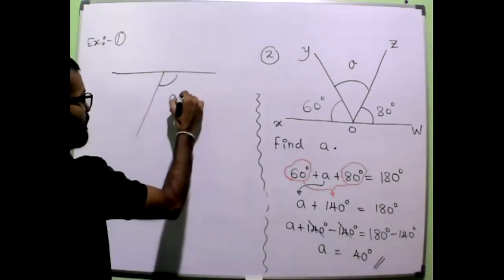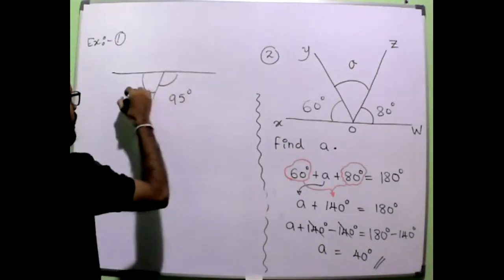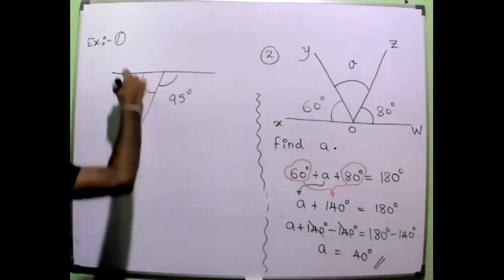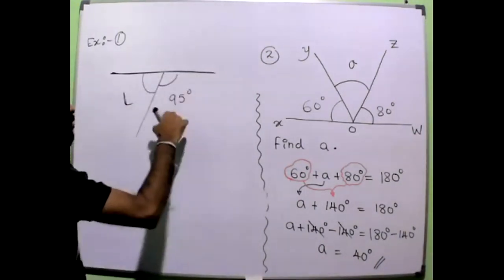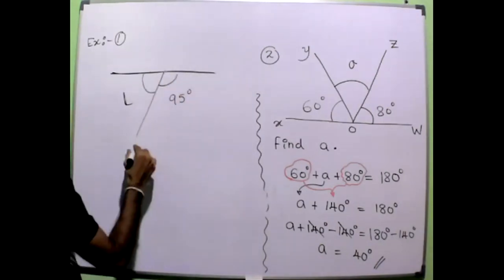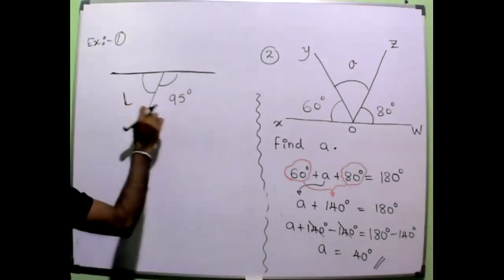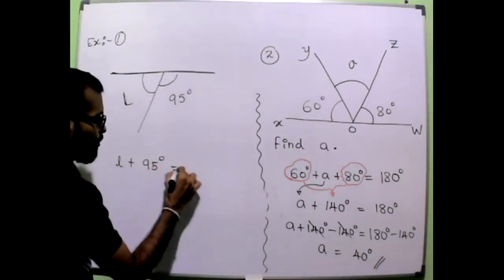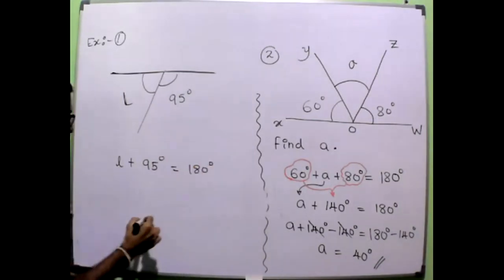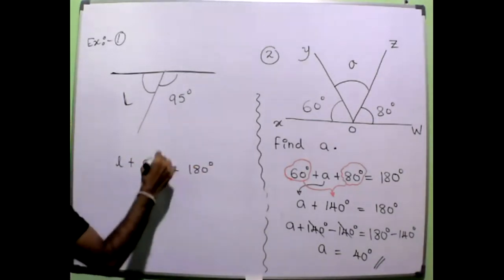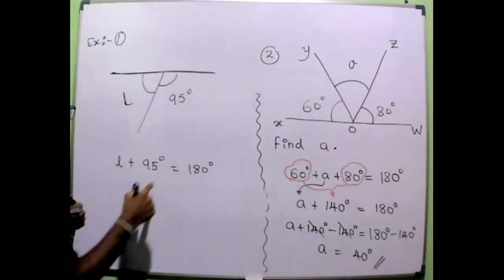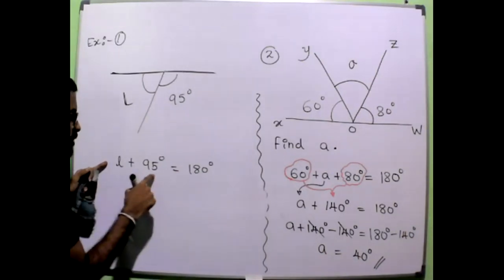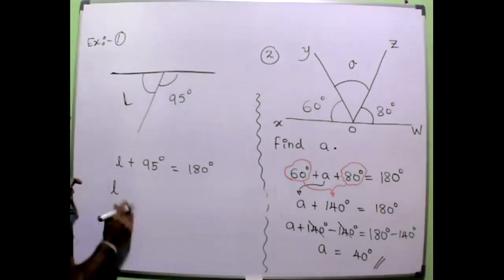They are saying this is 95 degrees and find the value of this. I will take this angle L. So this is a straight line, and these two are adjacent angles on a straight line, and you can write L plus 95 equals 180 degrees, right? If you want to remove it, you need to remove it from the left hand side. So it is positive 95, right?